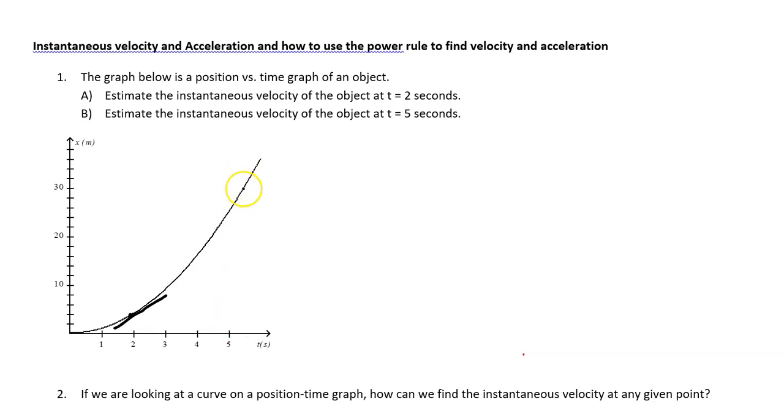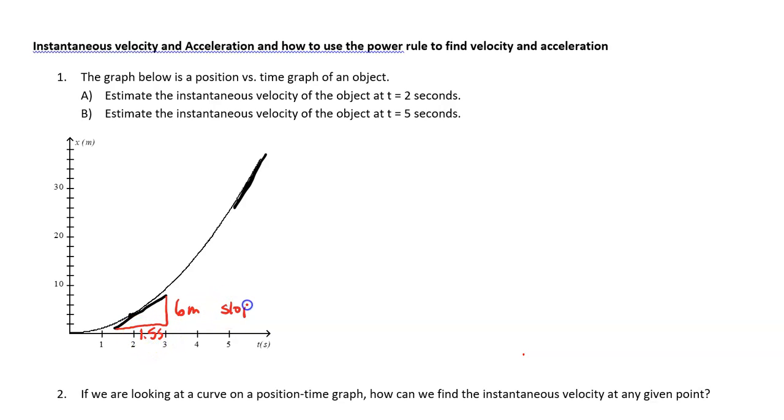And then at 5 seconds, we'd have to do the same thing, draw a tangent line at 5 seconds and find the slope there. Again, you'd have to use the rise over run technique. So at this one right here, we go up about 6 meters, and then we go over, I'm going to approximate that as about 1.5 seconds.